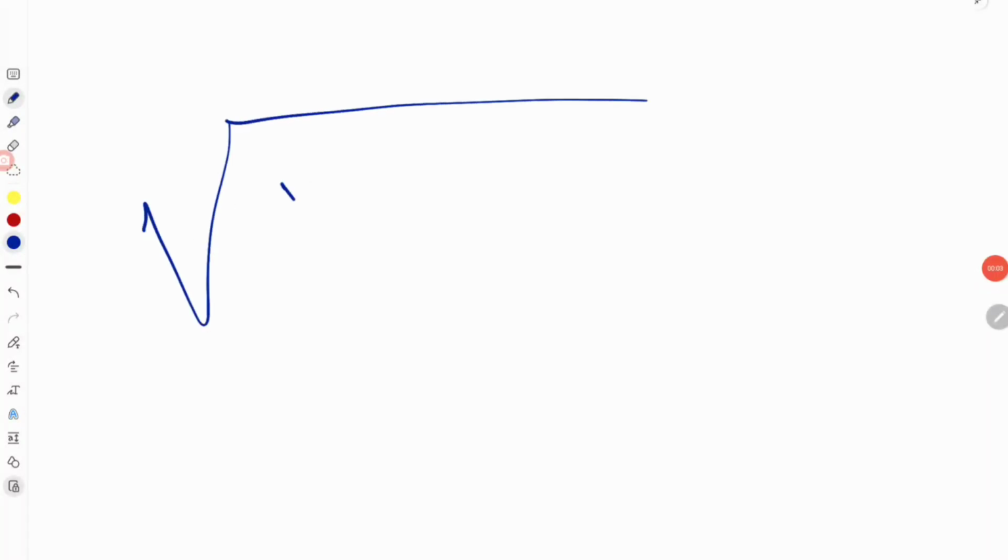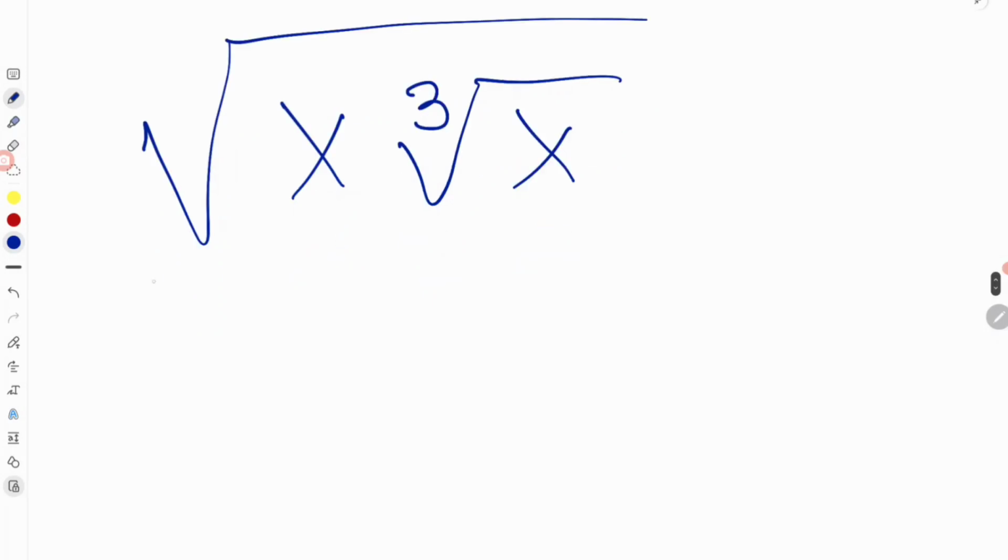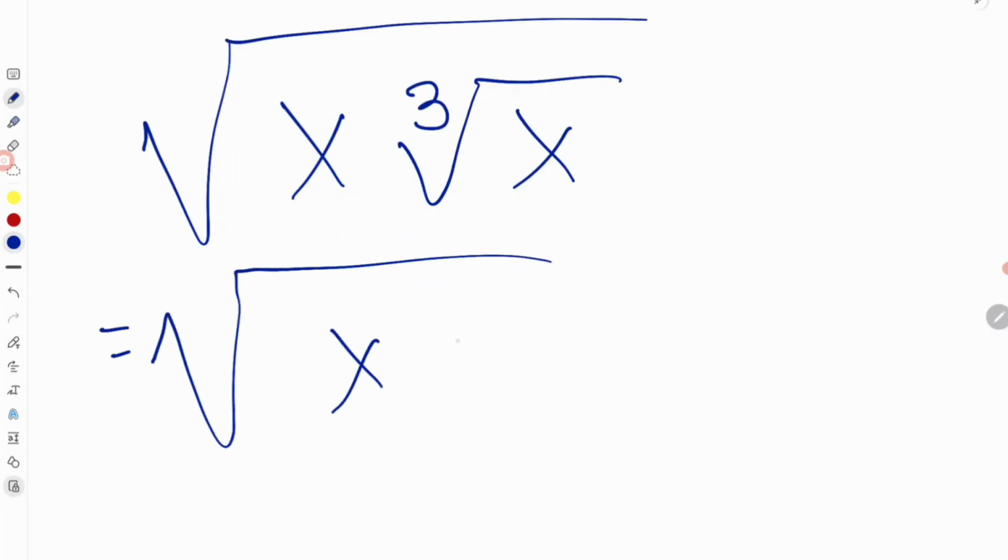Let's take a look at finding the square root of x multiplying the cube root of x this way. First stage is we can rewrite this as the square root of x multiplying x raised to the 1/3. Remember, there's an implied 1 in this position here. So that goes up here, and then you have the 3 on the bottom.